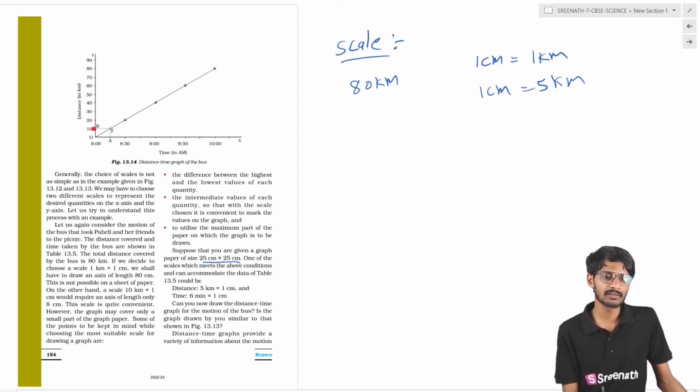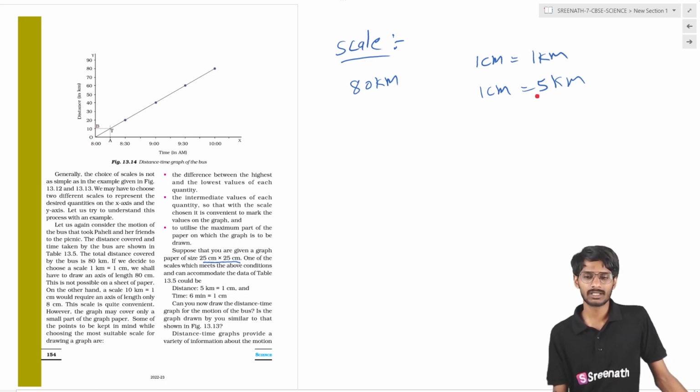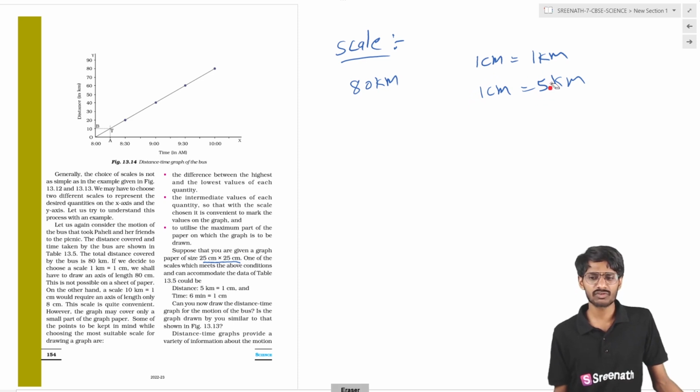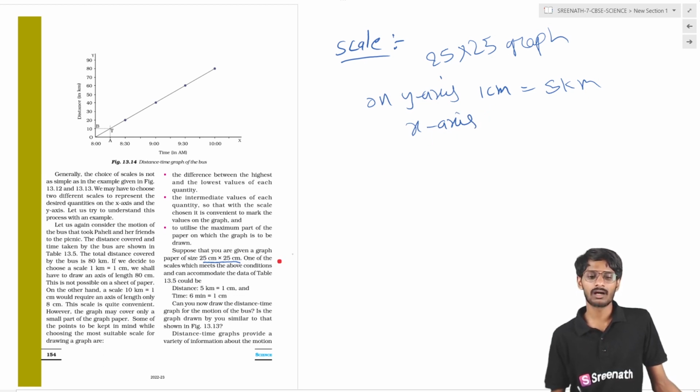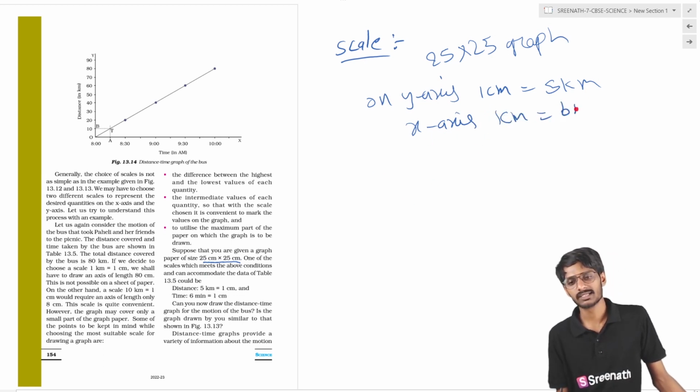So for every 1 centimeter it is 5 kilometers. So for 2 centimeters, 10 kilometers. Like that your graph will be reduced. Okay, students. Otherwise if you want you can take 1 centimeter equal to 10 kilometers also. There is no restriction, students. If we are having a 25 by 25 centimeters graph, the best thing is on the y-axis 1 centimeter equal to 5 kilometers. On the x-axis you can take 1 centimeter equal to 6 minutes.